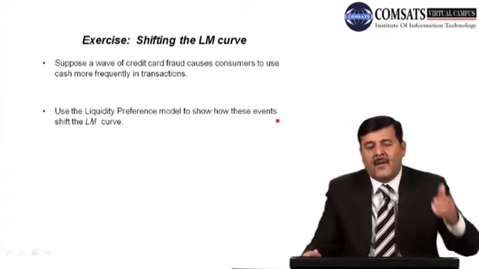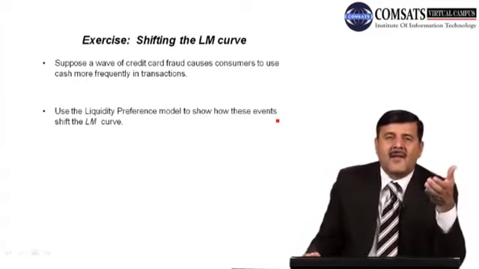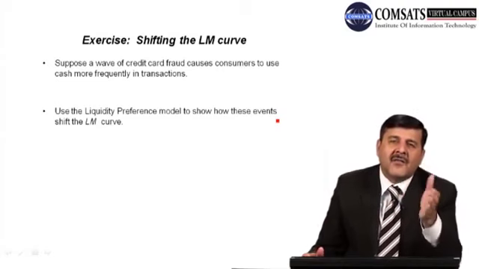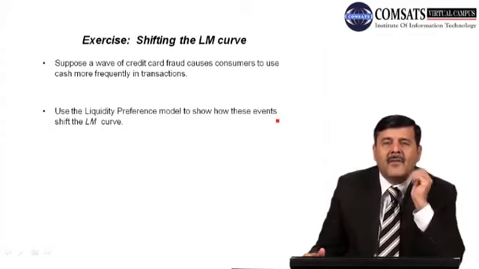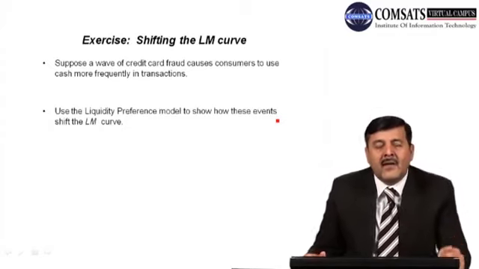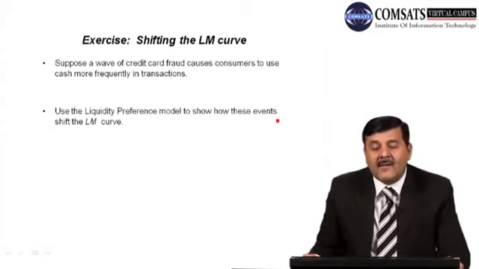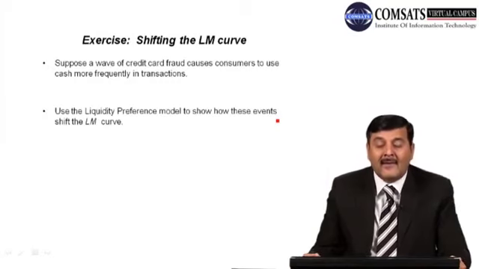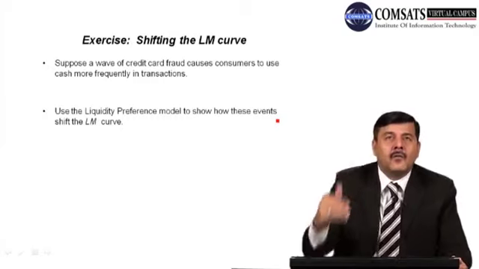Now the question is that the other variable in this diagram is the money demand. Now whenever there is a change in the money demand, this of course will shift the LM curve leftward and rightward. So that is the exercise for you. This is the homework for you. Suppose a wave of credit card fraud causes consumers to use cash more frequently in transactions. Now use the liquidity preference model to show how these events shift the LM curve. This is what you are going to do at home.